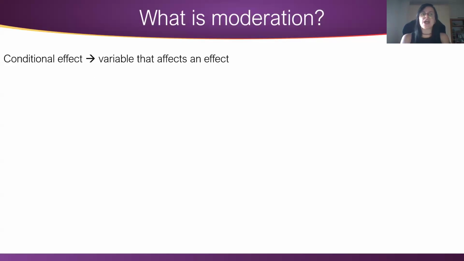Well, moderation is a conditional effect. So basically, whenever we see a variable that is affecting an effect. So not a variable that has an effect on a variable, but a variable that has an effect on the relationship between two other variables. And that's why we say conditional effect.